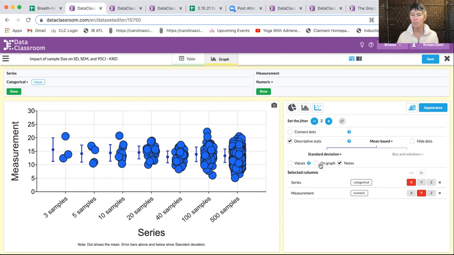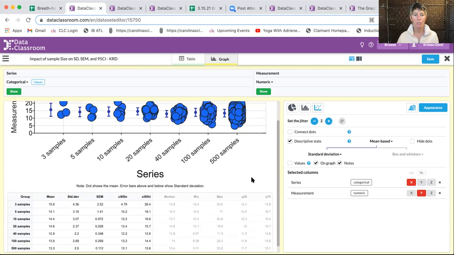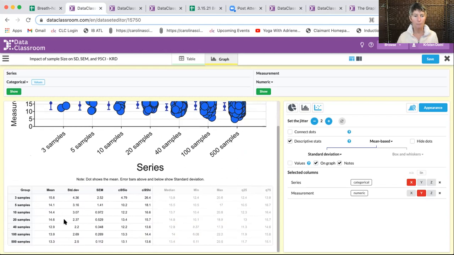I can actually bring those notes up on the graph of what the standard deviation is for these different samples. Of course, my graph gets a lot smaller, but I want to show you the breakdown of that. With 3 samples, you can see the mean here and the standard deviation, the standard error of the mean, and the confidence interval. So you have a nice description of the descriptive statistics here on this chart that gives you an idea of how stable the standard deviation appears to be with these random samples.